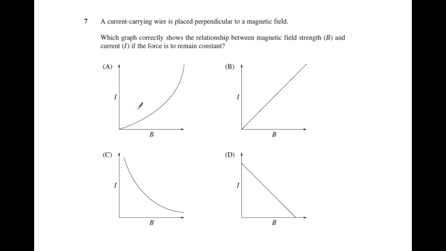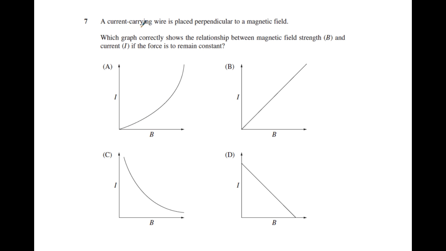Question number 7. A current carrying wire is placed perpendicular to a magnetic field. Which graph correctly shows the relationship between the magnetic field strength, B, and the current, I, if the force is to remain constant? Pause now. Okay, so how would you approach this question?